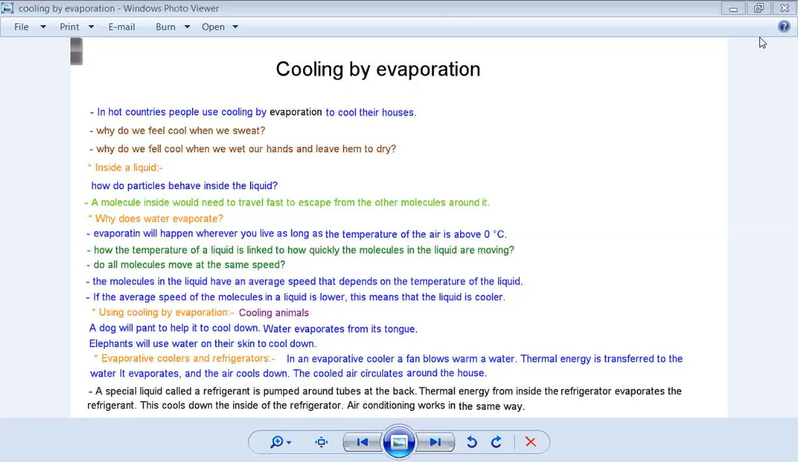Now we know why cooling by evaporation works, but what's happening inside the drops of water? Can you tell me how the particles behave inside the liquid? Guys, I will open the whiteboard. I need someone to draw the particle behavior inside the liquid. You can draw on my screen. I shared it with you.